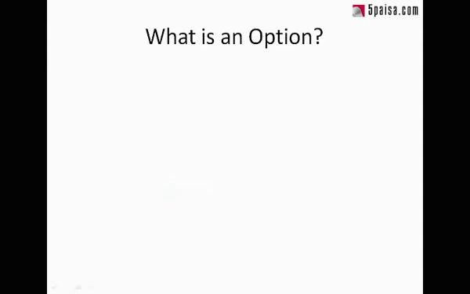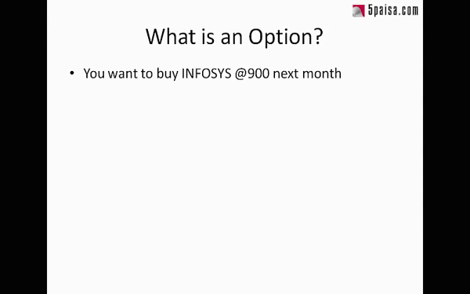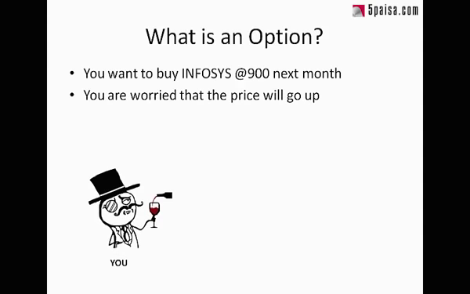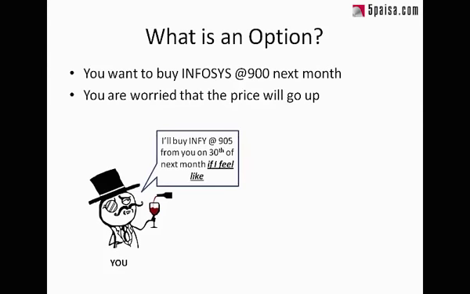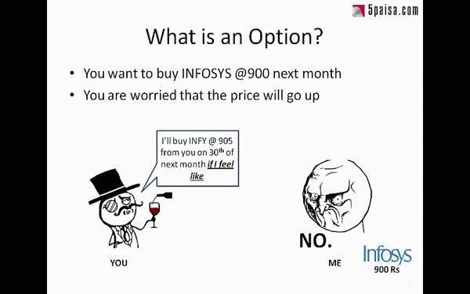Next, we look at an options contract. Let's add a twist to the previous premise this time. You want to buy INFOSYS at 900 rupees next month, say on the 30th. You're worried that the price will go up. This time, you come to me and say, I will buy INFOSYS at 900 on the 30th of next month from you, but only if I feel like. Obviously, I don't like it one bit, so I say no to that.